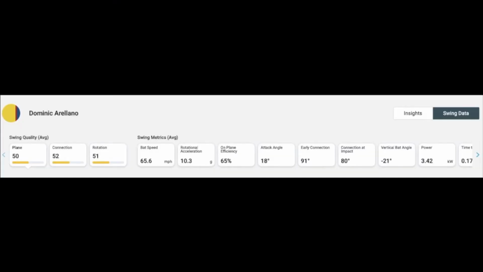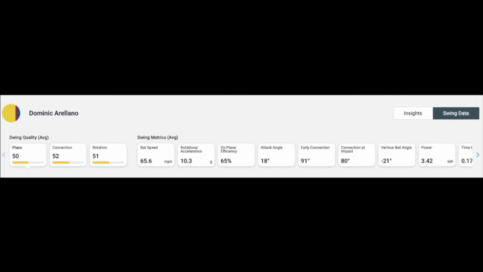This next section in our video is our blast metrics section. This shows us every single thing the bat does during the swing. Some key metrics we look at are bat speed, rotational acceleration, attack angle, and connection. Bat speed is a measurement of the barrel of the bat during the fastest point in the swing. Rotational acceleration measures how quickly a bat goes from 0 to its fastest bat speed. Think 0 to 60 in a car.